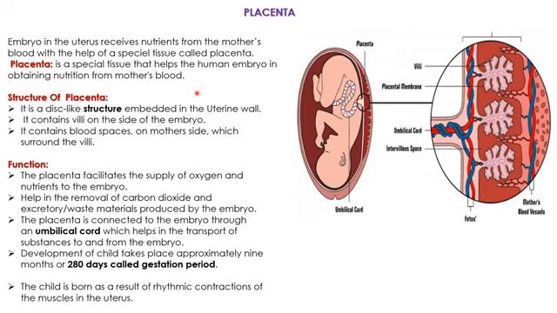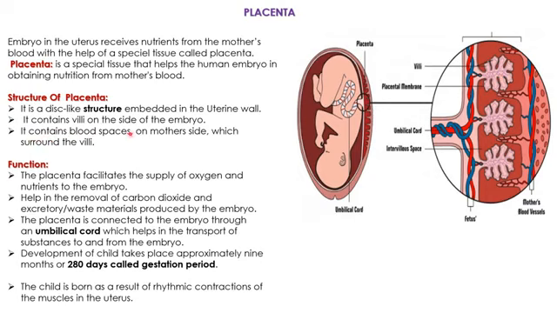Now let's know something more about the structure of the placenta. It is a disc-like structure embedded in the wall of the uterus. It contains villi on the side of the embryo. Here in this picture you can see the villi, on the embryo side. These villi increase the surface area so that the maximum exchange of nutrition can take place through them.